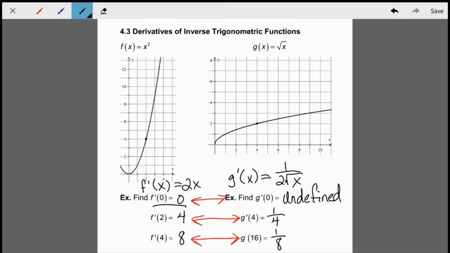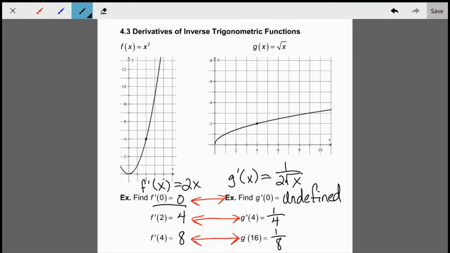And again, the x's and the y's are switching places, so I'm just taking the reciprocal of the slope to get the derivative for the new function. And then the same thing at f prime at 4 and g prime at 16. Those are corresponding points. So the slope of 8 for f prime of 4 corresponds to the slope of 1/8 for g prime at 16.